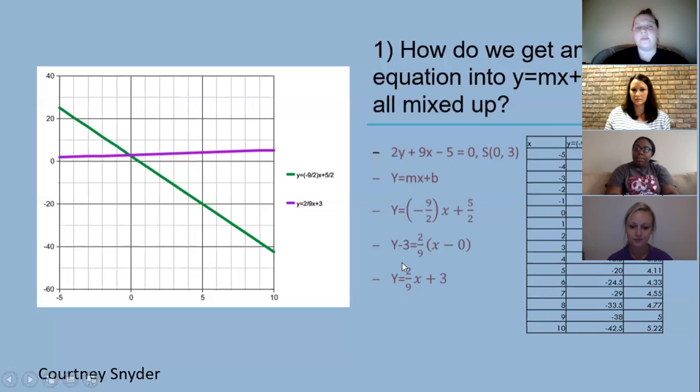equation, we're going to subtract 3 from both sides. So our new line would be y equals 2 over 9x plus 3, and that would give us our purple line right here that is perpendicular to this green one, meaning it only intersects in one spot.